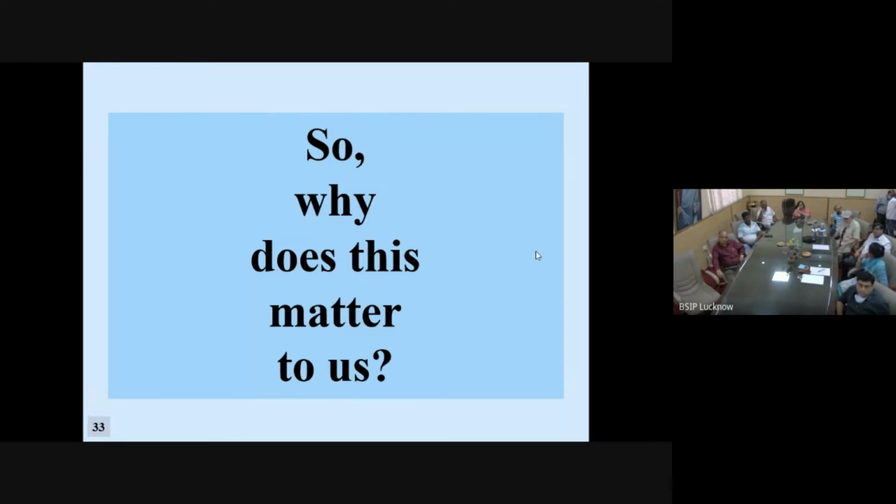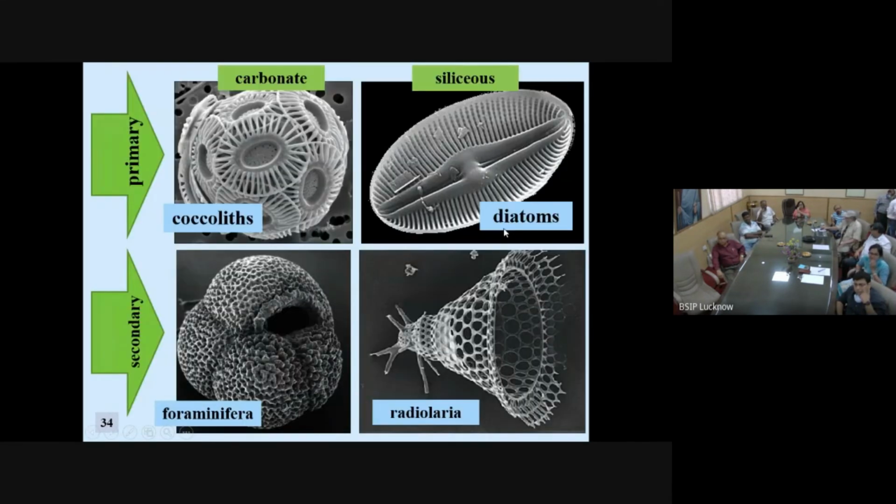Why does this matter? And why does this matter not just to micropaleontologists, why does this matter to all of us? And let us remind ourselves of the four basic groups here that we started with. Again, the top is carbonate, the left is carbonate, the right is siliceous, the top is plants, the bottom is animals.